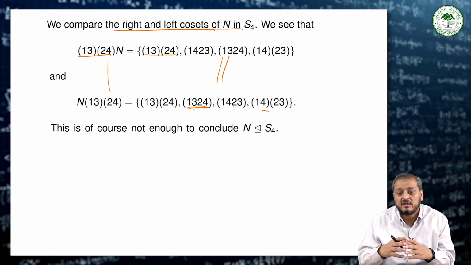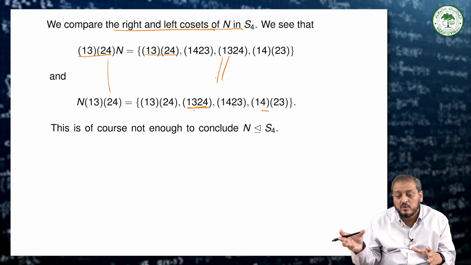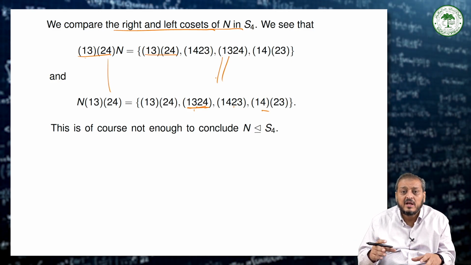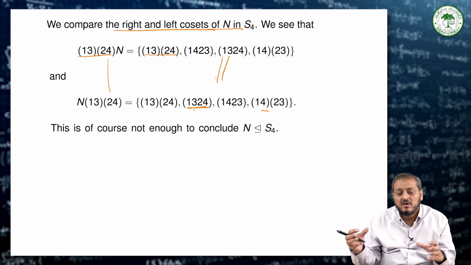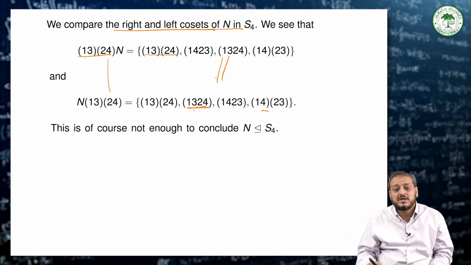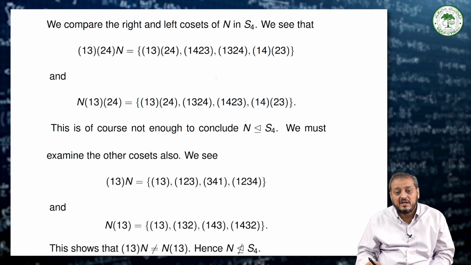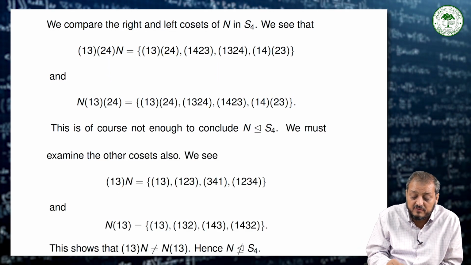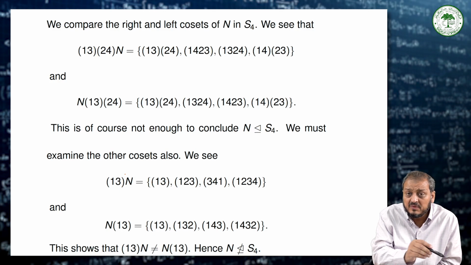We have to show that N is normal in S4, because we have to show that for each and every element g of G, the left and right cosets of N are the same. So we take another element. For example, we take (1 3), which is also in N.